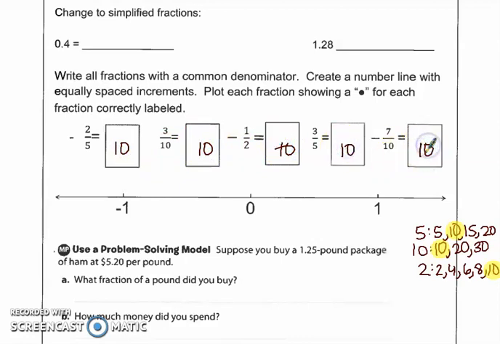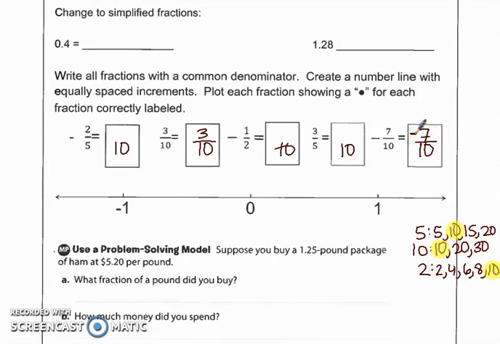Now, I'm going to confuse you a little bit, but I'm not going to go in order. The reason I'm not going to go in order is because, look, this already has a 10. So that's going to stay a 3. This doesn't change. If the numerator doesn't change, the denominator won't change. And I'm going to do this one also because this is a 10. But I am going to remember the negative.